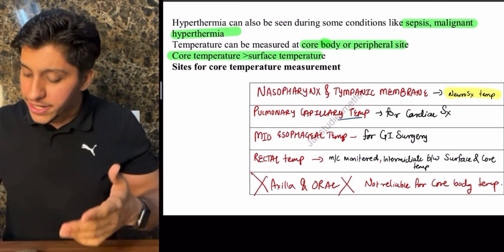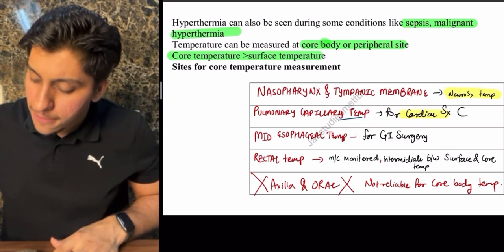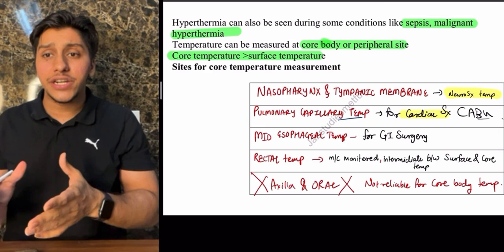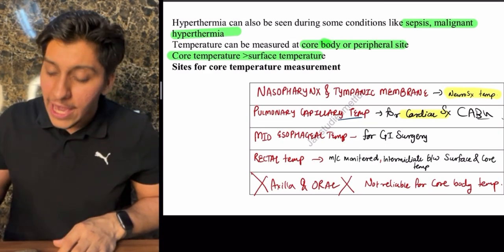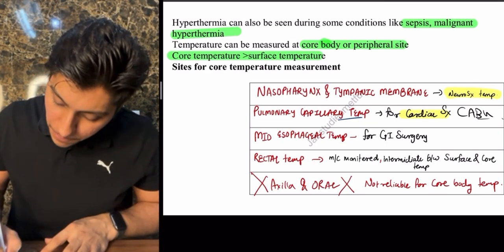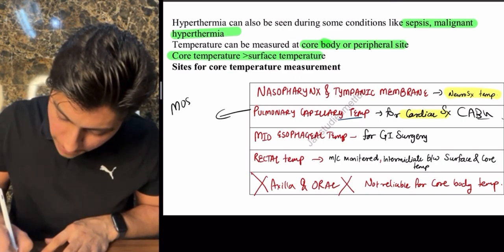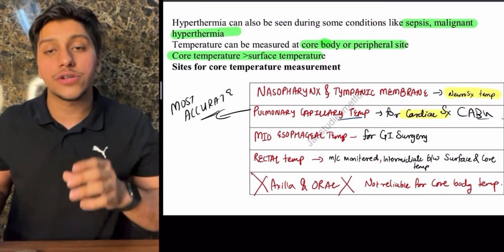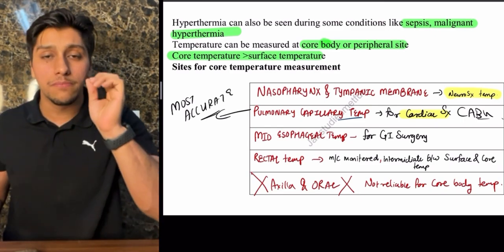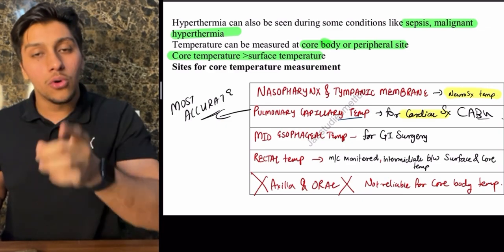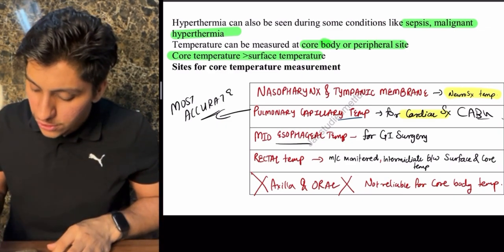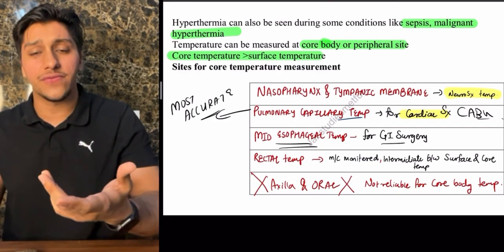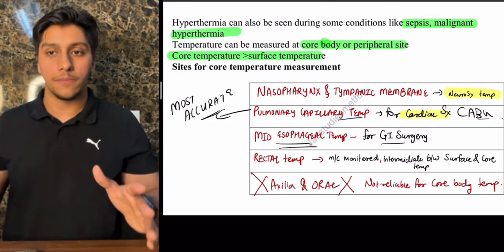Whenever you're having any cardiac related surgery, for example CABG, in this condition you're going to check the pulmonary capillary temperature. And remember guys, pulmonary capillary temperature is the most accurate. If they ask you which is the most accurate core temperature, it is the pulmonary capillary temperature. The most commonly checked is mid-esophageal temperature. This is usually done in GI surgeries, whenever you're having any GI related complications.